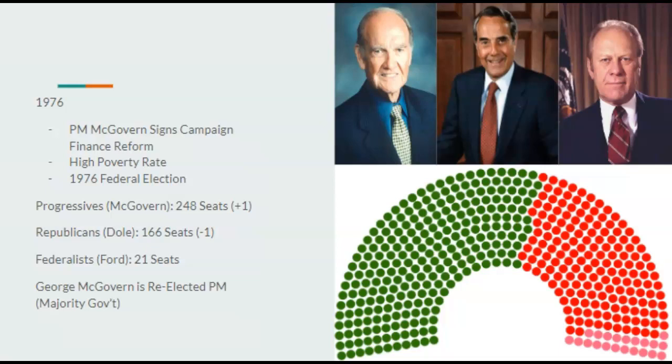Heading on to the 1976 federal election, progressives win 248 seats, a net gain of 1, and the Republicans under Bob Dole win 166 seats, losing 1, and the Federalists under Gerald Ford win 21 seats, not gaining or losing anything. George McGovern is re-elected prime minister with a majority government despite all these problems he's had, and he really hasn't had that much of an eventful prime ministership, but still he's re-elected to a second term.